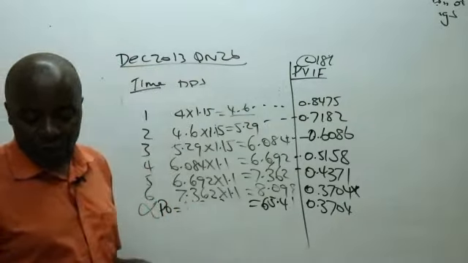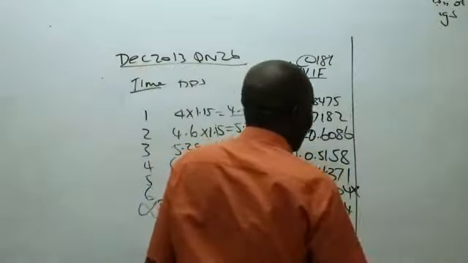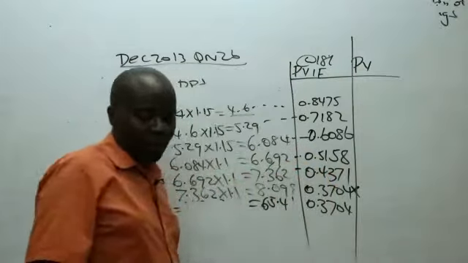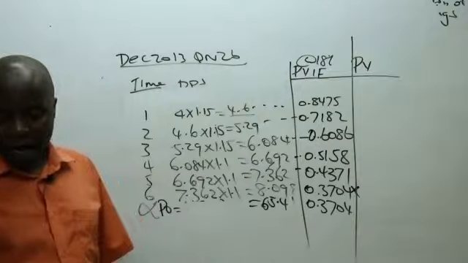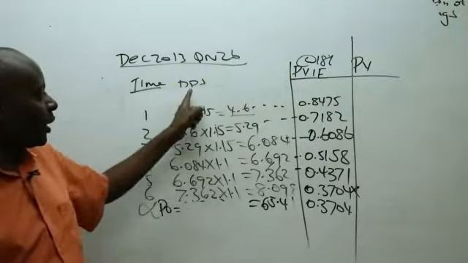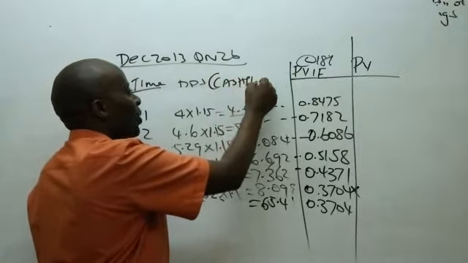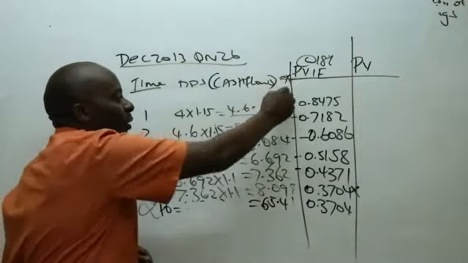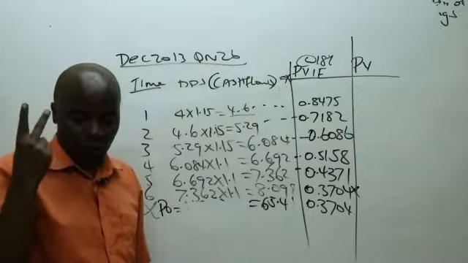And now, ladies and gentlemen, come and give us a column here where you ascertain the present value. So how do we get the present values? We are taking these DPSs as our cash flows. So you multiply with the PV to give us the present value.